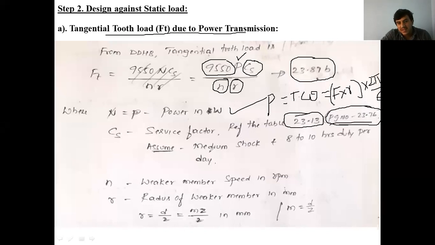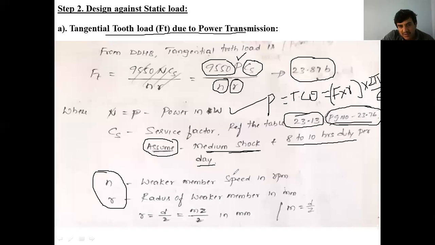If the service factor, the service, is not given, then you assume. The type of service we consider here is medium shock, and the gears operate 8 to 10 hours duty per day. Clear? Where N and R are the speed and the pitch radius of the weaker member. What is R? R is nothing but the pitch radius, that is the pitch diameter divided by 2.